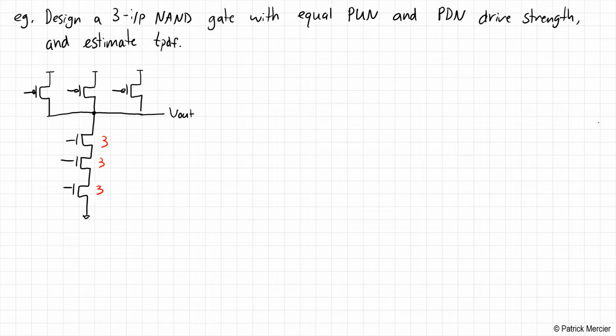So in the worst case, only one of these PMOS transistors will turn on, and if we wanted to have the same effective on resistance as a unit size inverter, they need to have sizes of 2. So if only one of these turns on, then its effective resistance will be 2R over K.